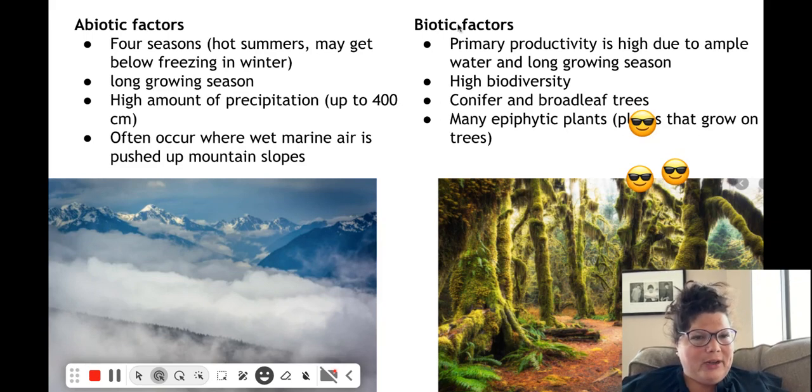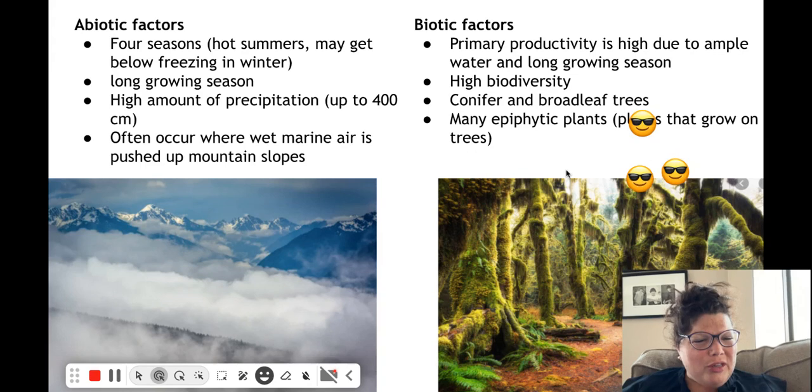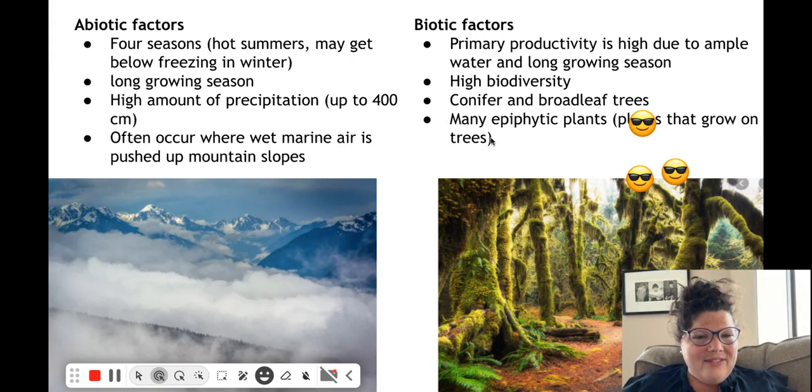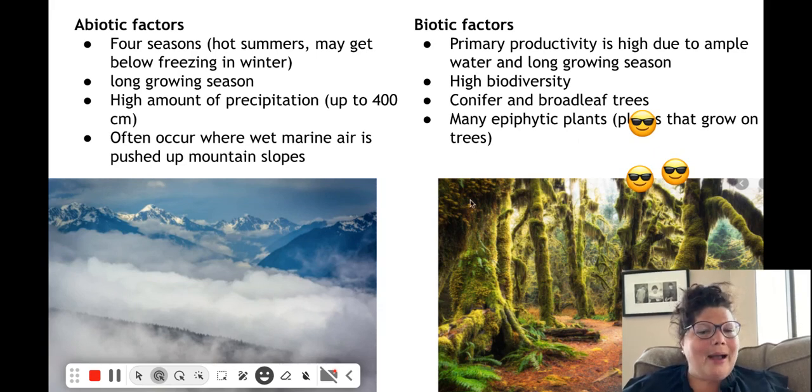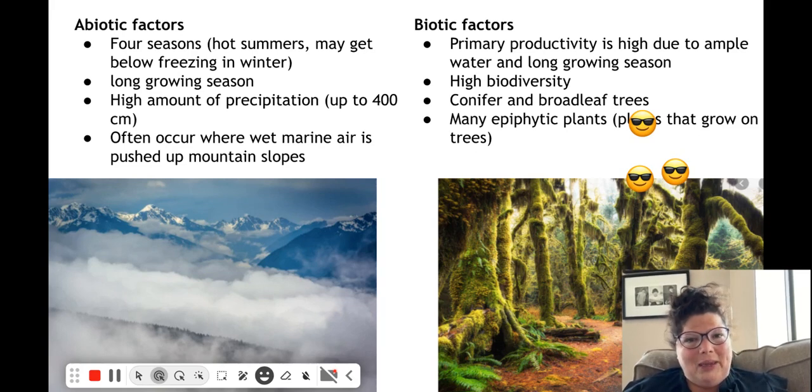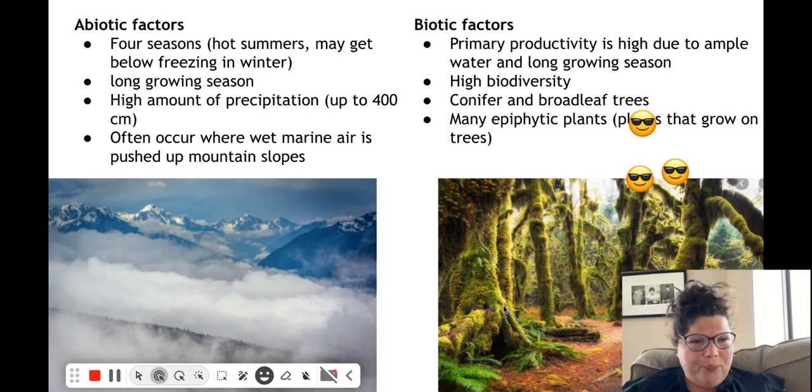Very high primary productivity because of our water, our long growing season. Because of that, huge biodiversity. We're mainly looking at these conifers and our broadleaf trees. So the broadleaf trees are the ones that are going to lose their leaves. And then, really cool, this is the new thing that makes it very different from what we have in Korea, is we have these epiphytic plants. And these are plants that are growing on top of the trees. Really neat to see. So these could be mosses, they could be lichens, they could be other plants that are growing on top. So, really cool.